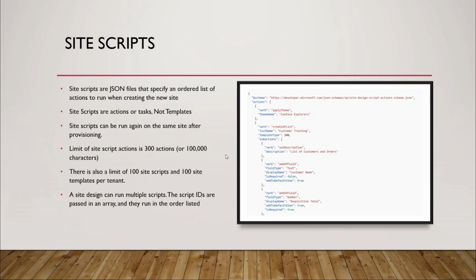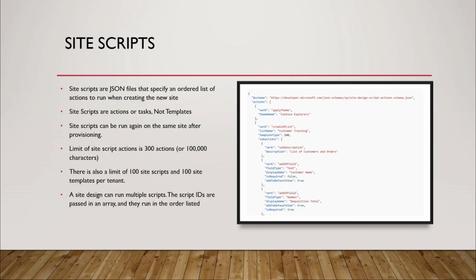Now, what is a site script then? We know site designs run your site scripts. So what is a site script? Site scripts are JSON files that specify an ordered list of actions to run when creating a new site, or when you manually invoke it, or when joining a hub. So these are actions, not templates. Again, nothing is a template here. We were talking about non-destructive: site designs and site scripts are not templates. These are toppings and run on top of any of the sites.